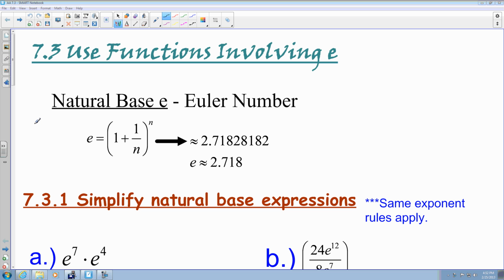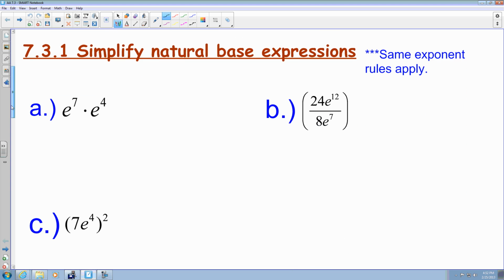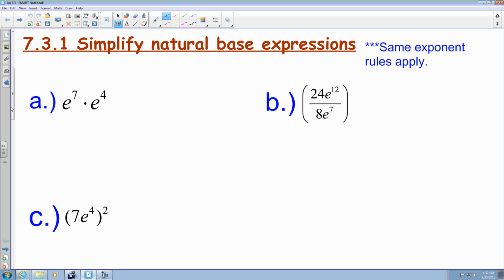How it is used, you can treat it a lot like a variable, and also you can treat it like a number, depending on how they ask you to solve it. When we're solving for natural base e and we're asked to simplify, that means we want to leave the e in its natural state. We want to leave it as e to the something. So it's almost like you treat it like a variable, like x. The same rules still apply when you're using exponents.